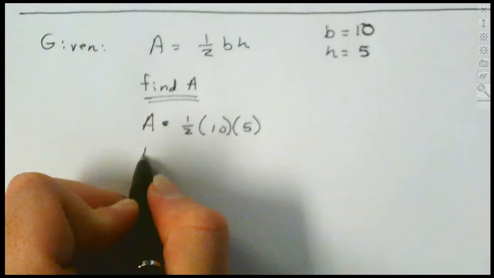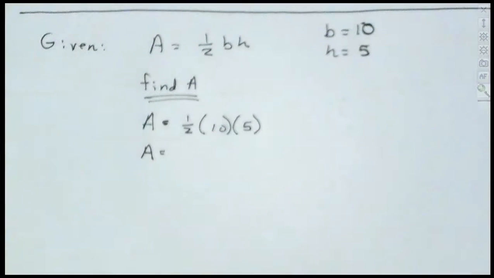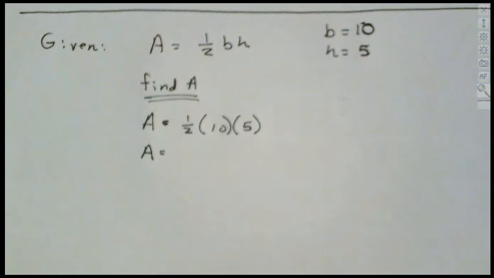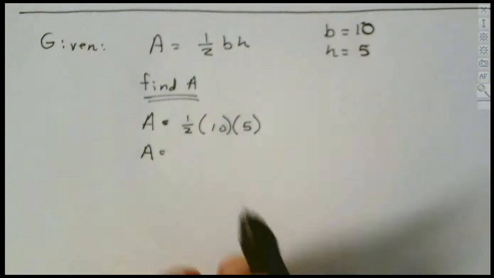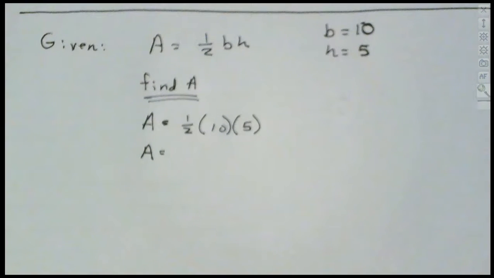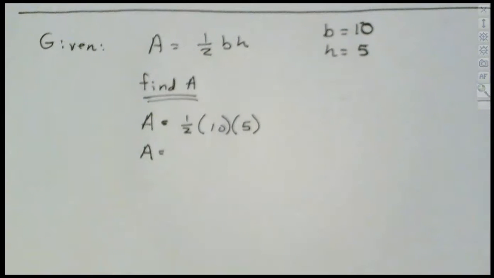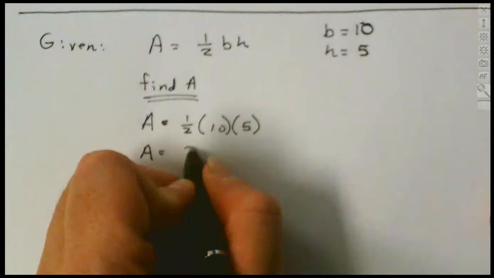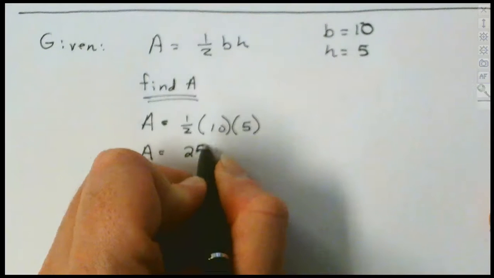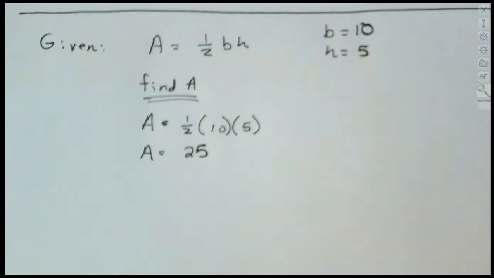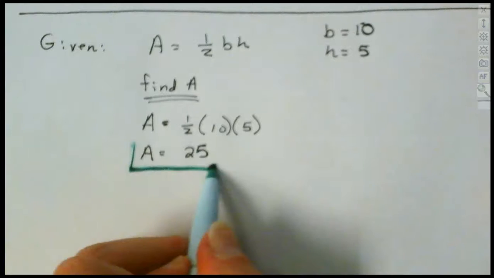And we were able to solve it for the value of A, because when we plug in numbers, we get a number out. So we were able to plug in the values for B and H. We plug them in, and we can go ahead and solve this out. So what's half of 10? 5. And 5 times another 5 is 25. So what's our value of A in this case? 25.